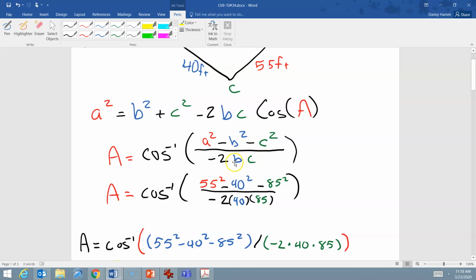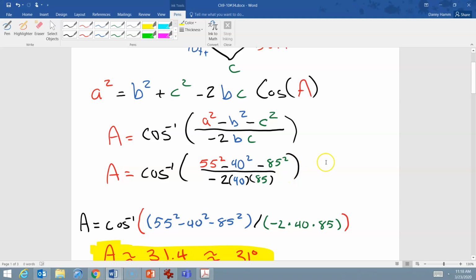My measurement for side A is 55. My side B is 40. My side C is 85. And that repeats here on the bottom. So negative 2 times side B, which is 40, and side C, which is 85.